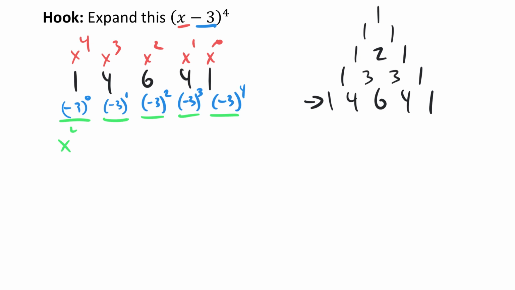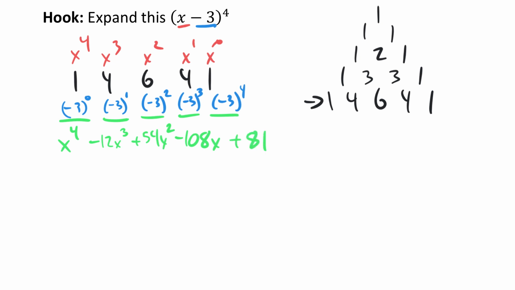So this will be x to the 4. Here we'll have negative 12x to the 3. Then we're going to have, well, 3 times 3 is 9, which makes a positive. 9 times 6 is 54x squared. Negative 3 times negative 3 times negative 3 is going to be a negative number. That's going to be negative 27, and then times another 4. So negative 27 times 4 is negative 108. And then positive 81.